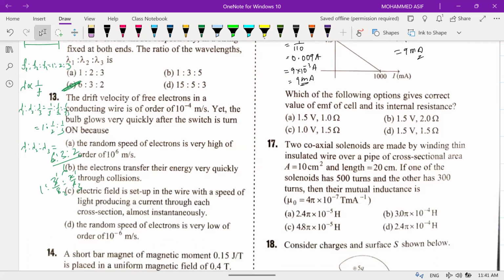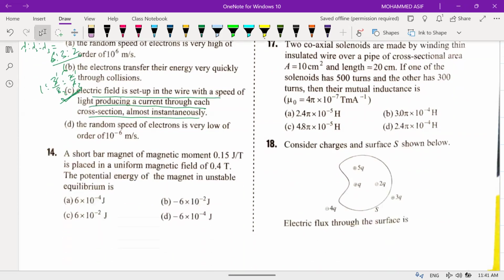13th one. The drift velocity of the free electrons in a conducting wire is of the order of 10 power minus 4 meter per second. And the bulb glows very quickly after the switch has been turned on because the random speed of the electron is very high, of the order of 10 power 6; the electrons transfer their energy very quickly through collision; the electric field is set up in the wire with the speed of light producing a current change; or the current through each cross section is almost instantaneous. What will be the answer? The moment there is a drift velocity, an electric field is set up in the wire with the speed of light, producing a current through each cross section which is almost instantaneous. That is the reason the bulb glows instantaneously. So C will be the best option.